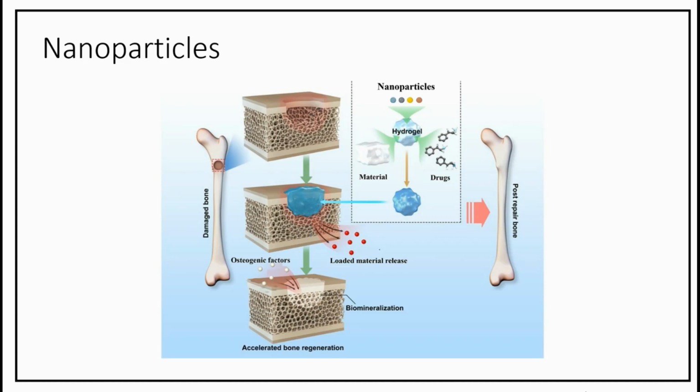For example, an injectable hydrogel can be mixed with nanoparticle components, which contain molecules which are signals for cells to proliferate and differentiate into specialized osteoblast cells. This technology is used for regeneration of bone in fractures and osteoporosis disease.